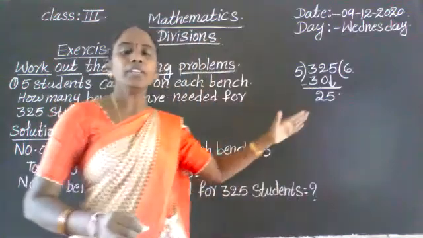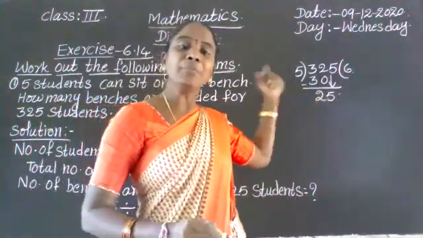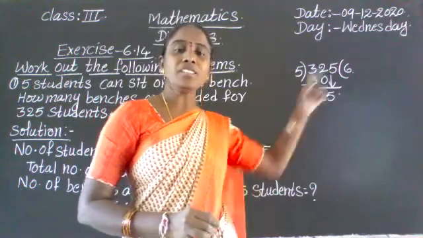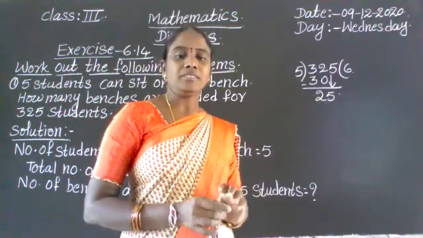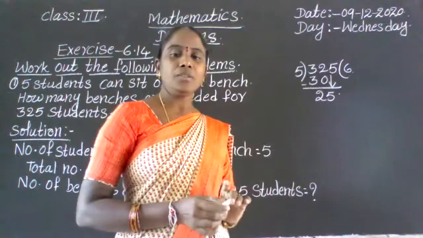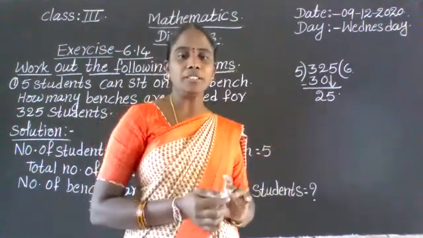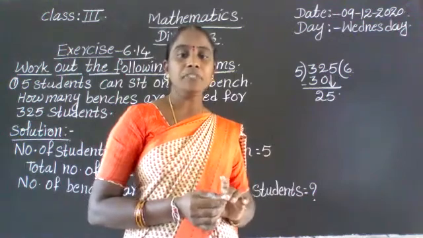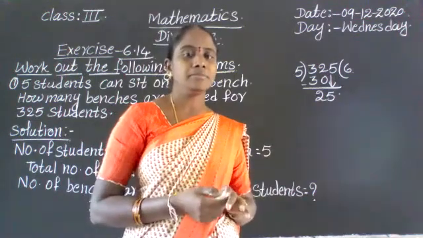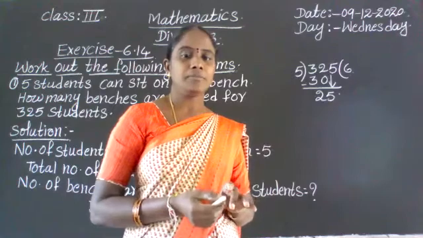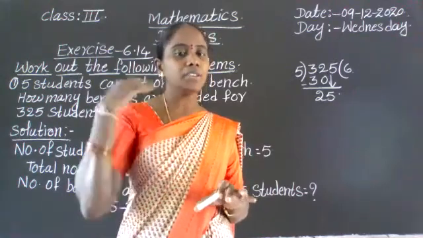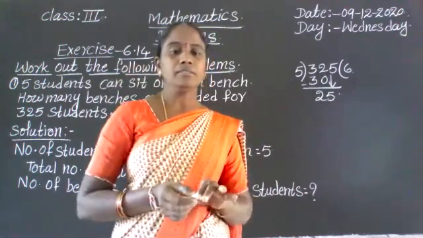Okay, now 25. 25 divided by 5. What is the quotient? Rumeza, do 25 divided by 5. What is the quotient? In the 5 table, where will 25 come? Say that answer. Read the 5 table. Once you recall the 5 table.